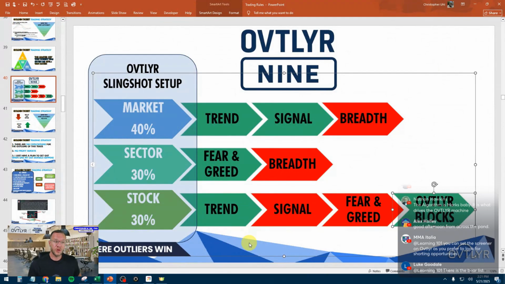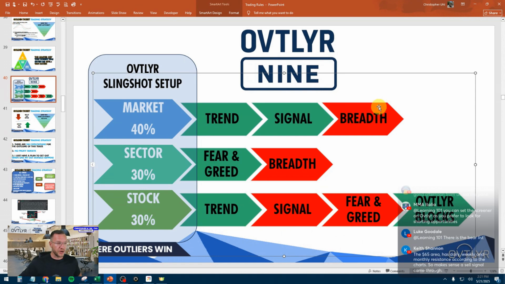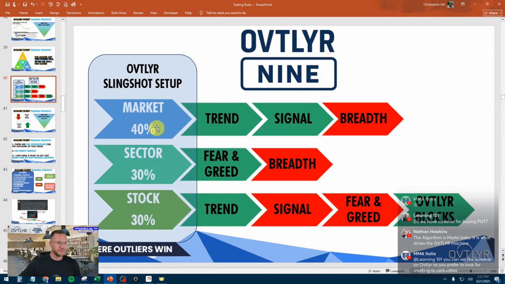But if you're still holding on to the stock, now you have elevated risk. If you're still holding on to Hood, when you have bearish breadth in the stock, bearish breadth in the market, bearish breadth in the sector, bearish fear and greed, and a sell signal, what are you doing? The Outlier 9 has 9 pieces. It's 9 itty bitty baby steps in these 3 sections here: the market, the sector, and the stock.